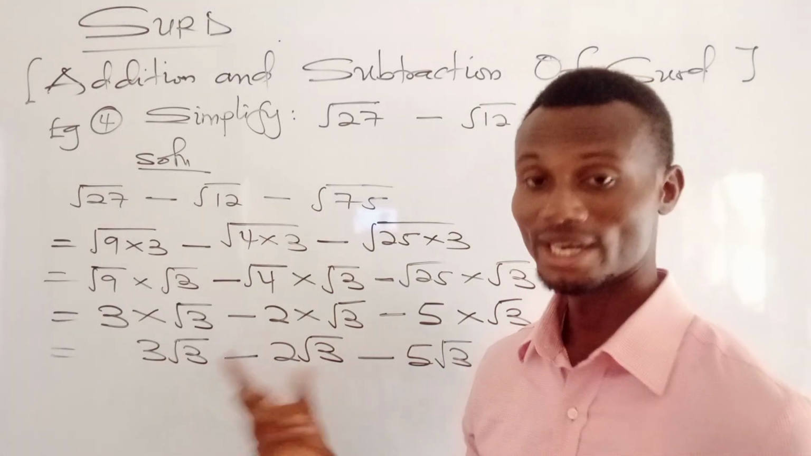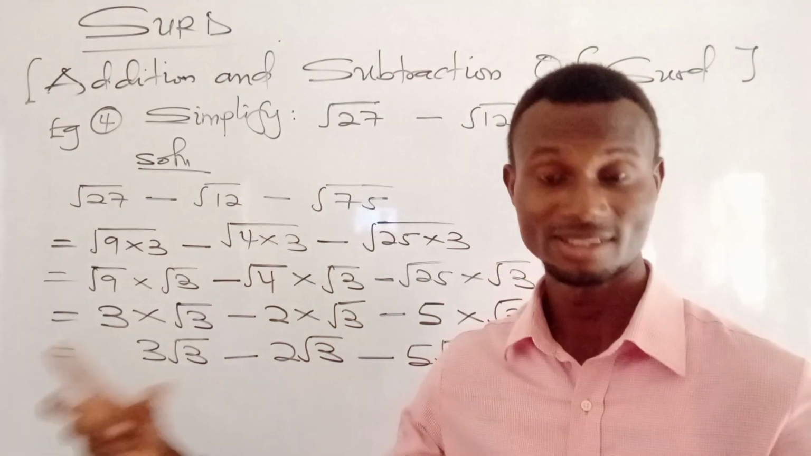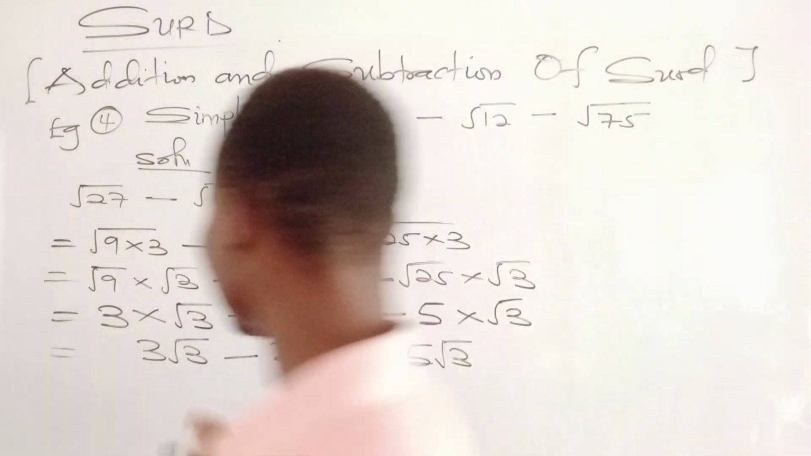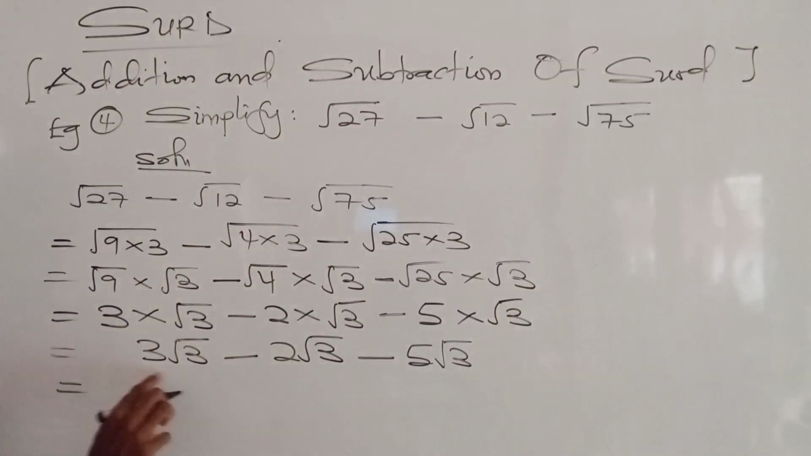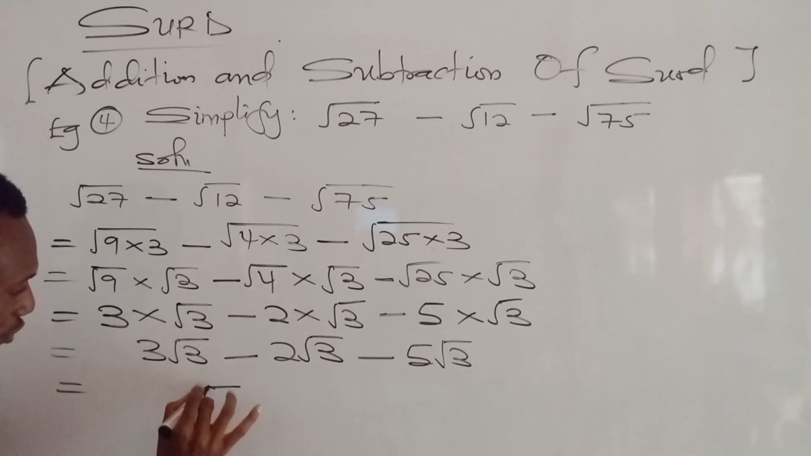We'll do the first two, then we'll join the answer we get with the last one. We don't need to rush it. We take our time step by step. So let's start with the first two. I have 3 root 3 minus 2 root 3, and that is going to give root 3.